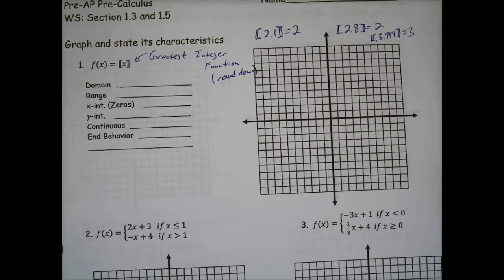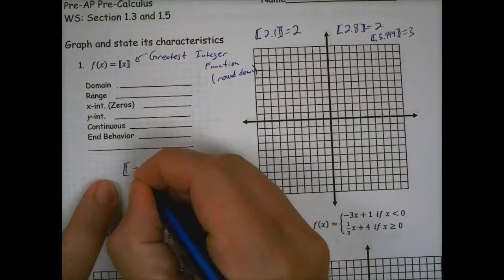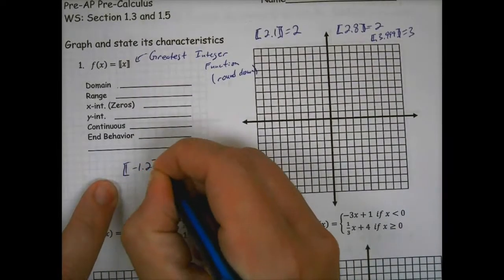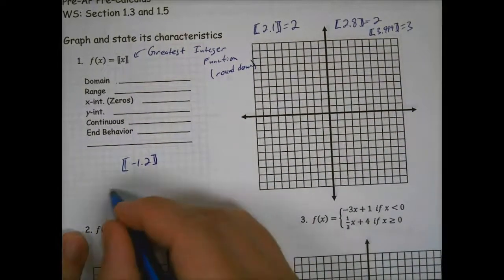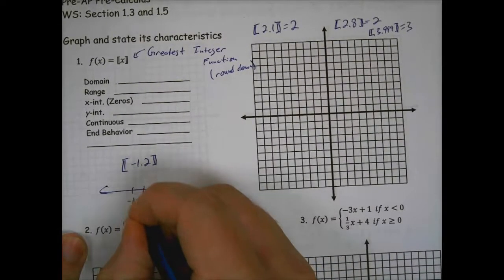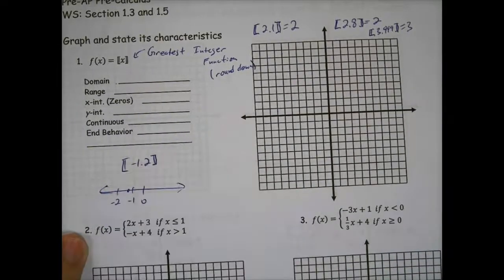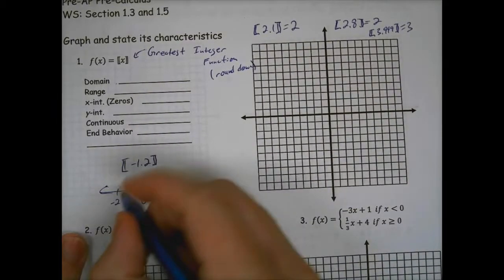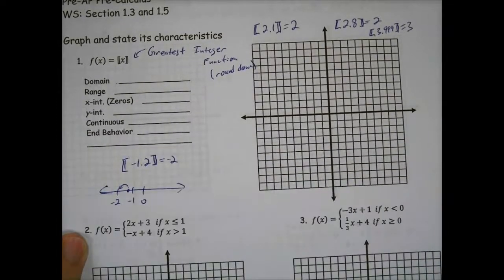The only time you really got to be careful with this stuff is say if we have the greatest integer of negative 1.2. Common sense sometimes tells you we need to round down to negative 1, but if you think of it on a number line, we have 0, negative 1, negative 2. Negative 1.2 is right there. Well, the number that it rounds down to is actually negative 2.